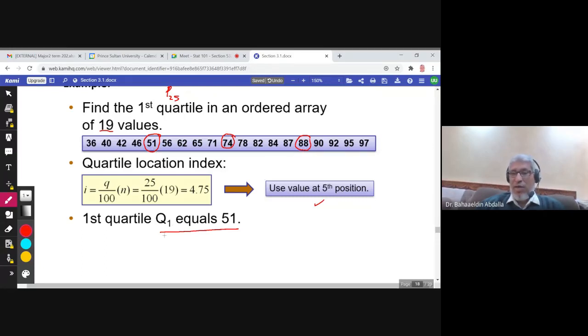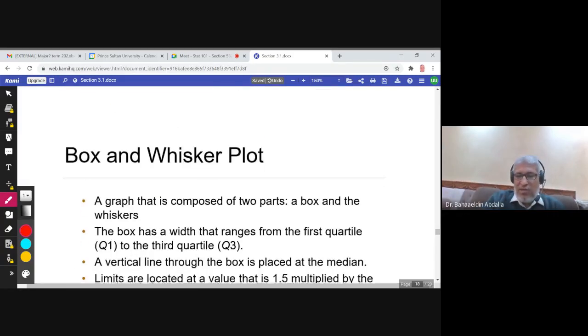Check by calculation, your answer is correct, but this must be the correct answers because we know that 25% should be here, 25% should be here, 25% here. So these are the three quartiles.